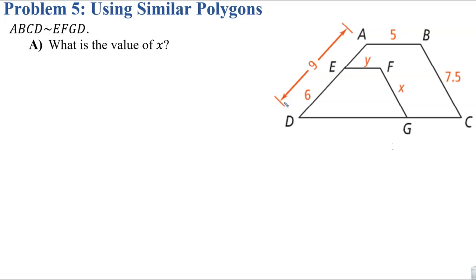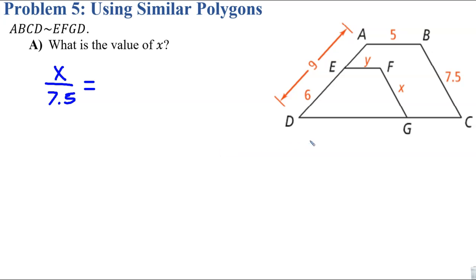So what I can do is if for part A I want to find the value of x, I can use proportions to figure out what this x is. So what I'm going to do is I'm going to make a ratio with x and the side that corresponds to it. So I'm going to write the ratio x over 7.5. And we know that's going to be equal to any other ratio of corresponding sides for this trapezoid.